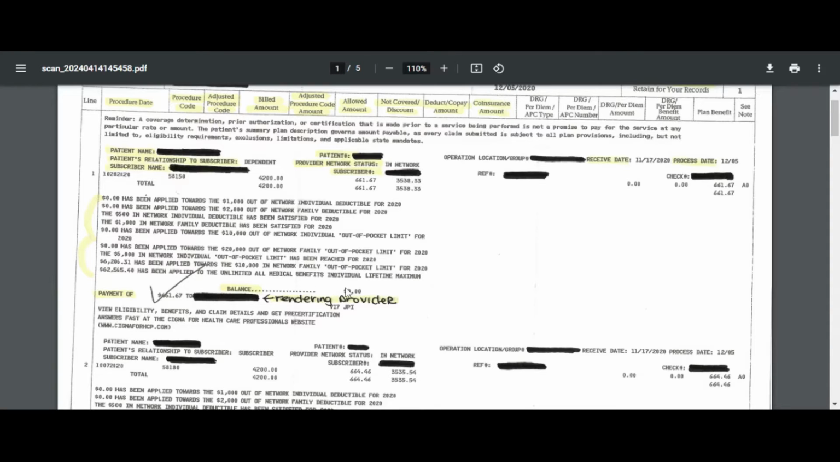Then below you will see it says balance, and that is where it would say if the patient had anything that they was responsible for. In this case, the patient was responsible for nothing, and the payment of $661.67 was paid to the provider, which is the rendering provider. There's a difference between the rendering provider and the billing provider. If you do not know what that difference is, I will link a video above that I did on all the numbers and what they mean on the claim forms.